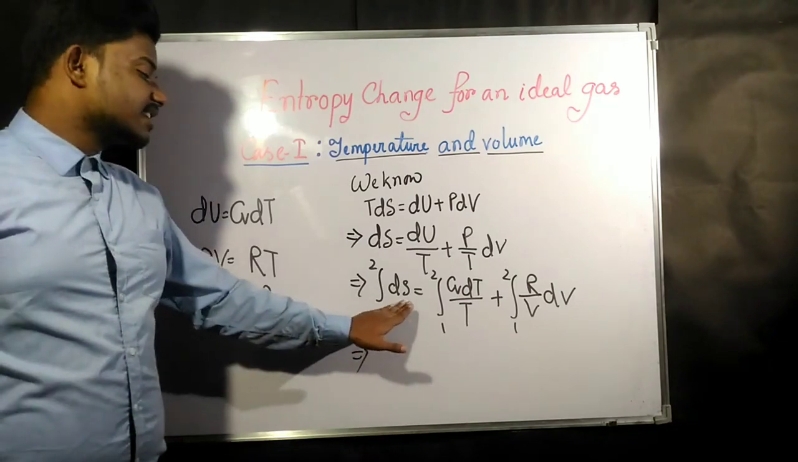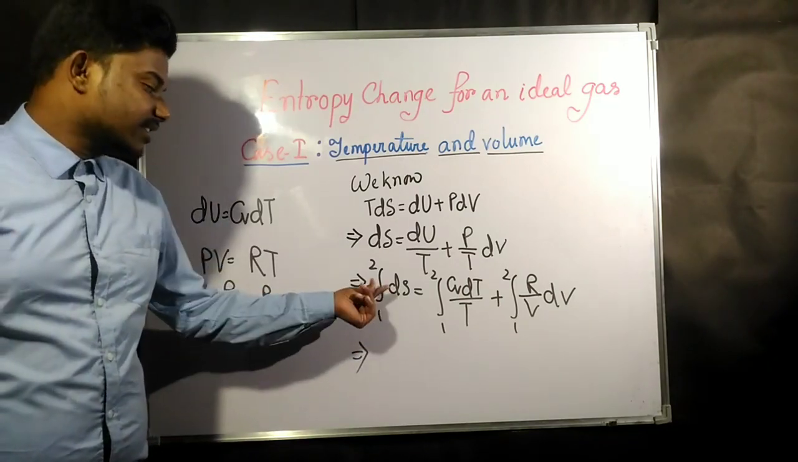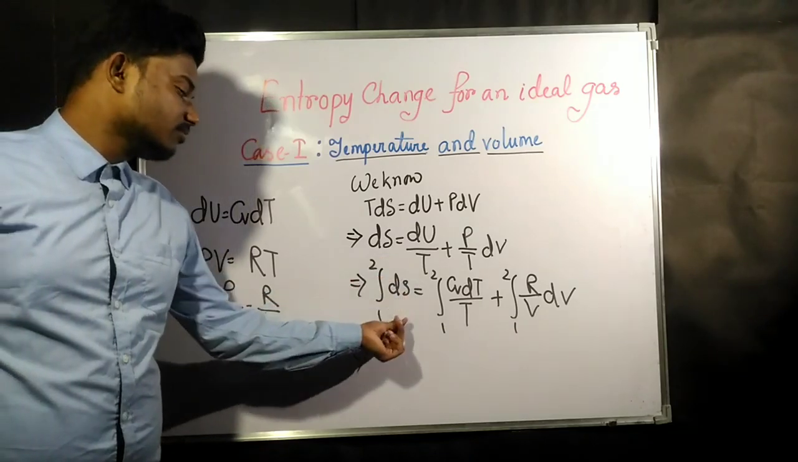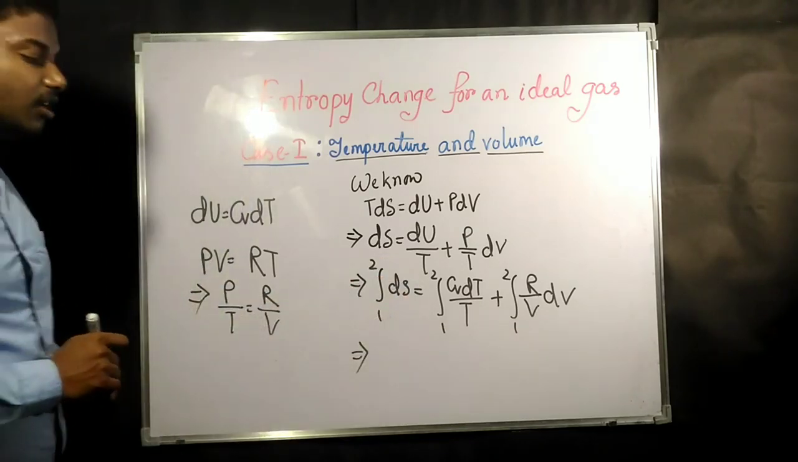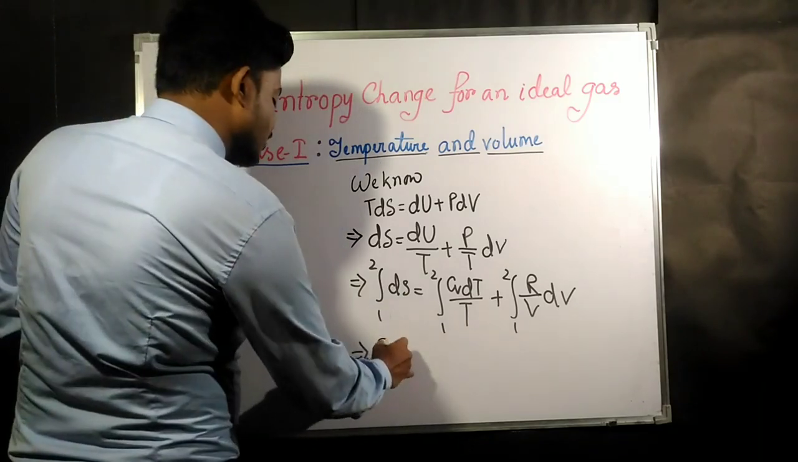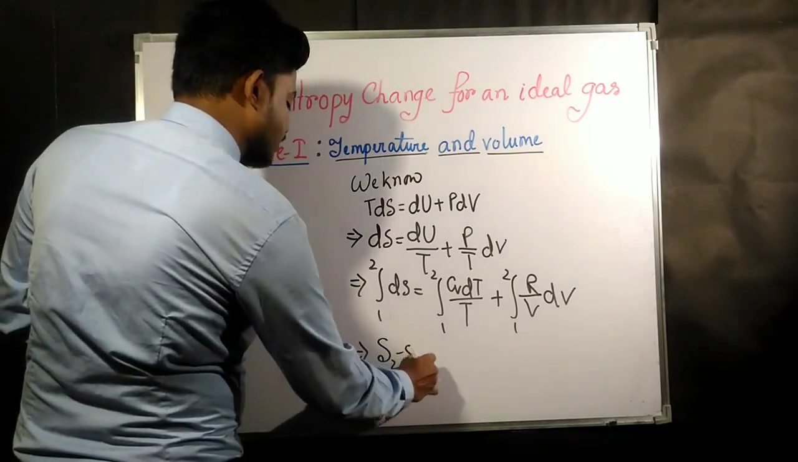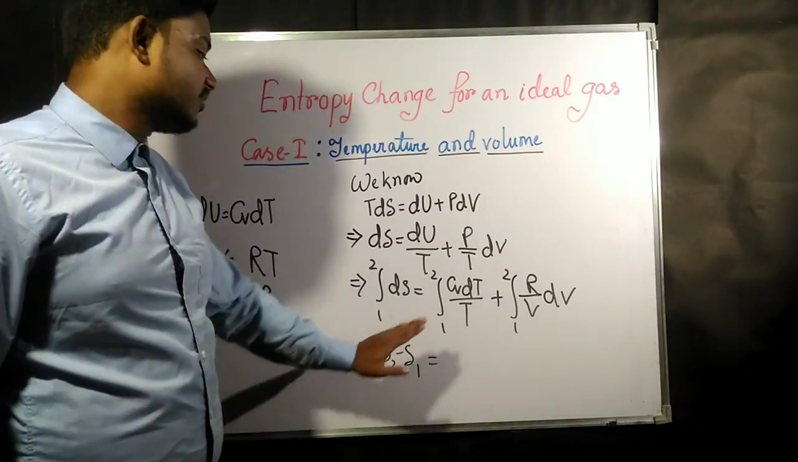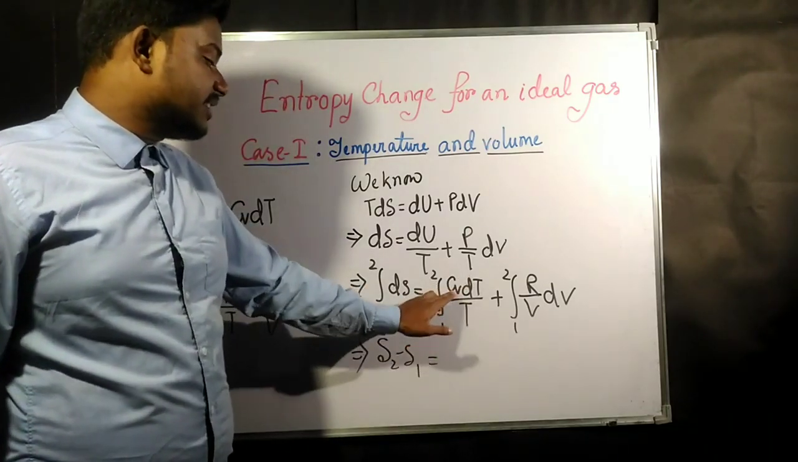Now integration of ds is given directly, so the integration and the differential are going to cancel. So s2 minus s1, this is a direct integration. Integration of ds is going to give you s2 minus s1.